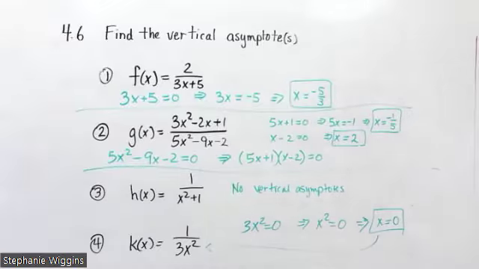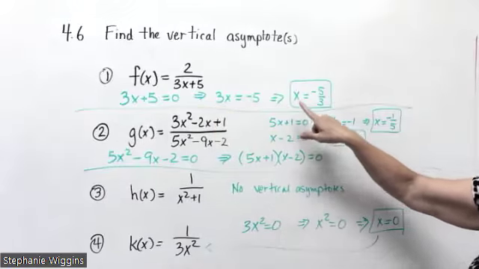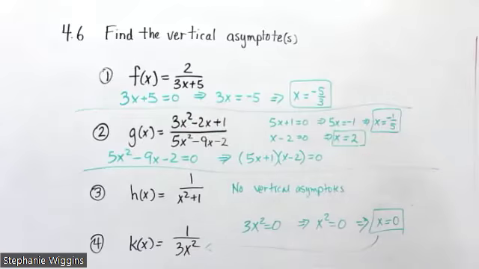So that's how you find asymptotes. You just set the denominator equal to 0, and I'm talking about vertical asymptotes. Set the denominator equal to 0 and solve, and there's the equation of your asymptote. Remember, an equation for a vertical line is just x equal to a constant.